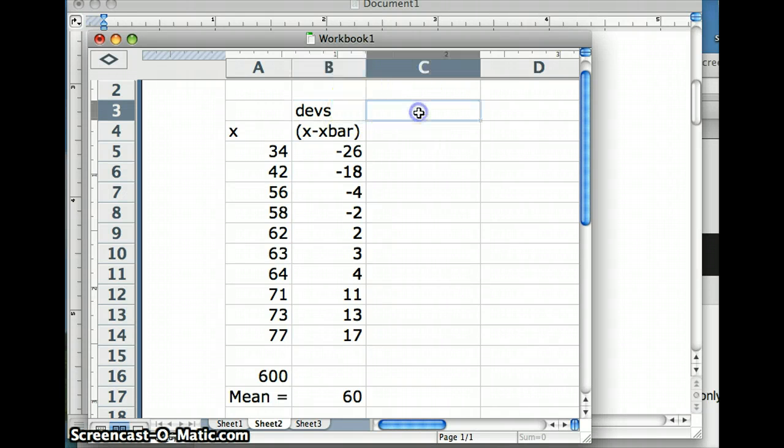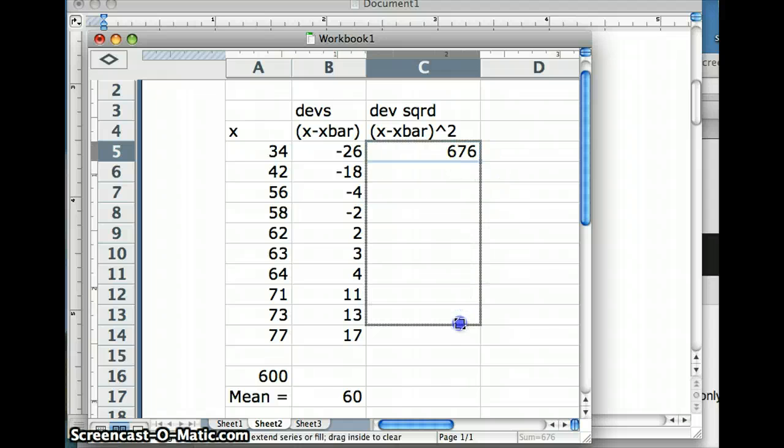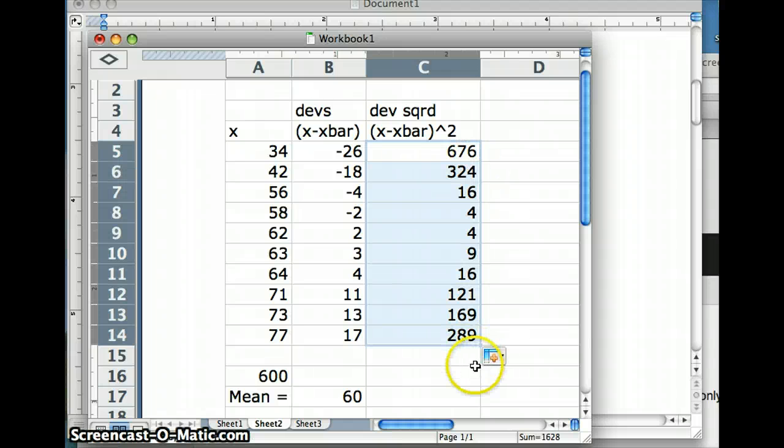But if we add up all the deviations, we're going to get zero. And that's not going to help us very much. So what we really want is the deviation squared. To get the deviation squared, we are going to do x minus x bar squared. So we're going to take all of our numbers in the first column and square them. So negative 26 squared is 676, and we will move all of those together.